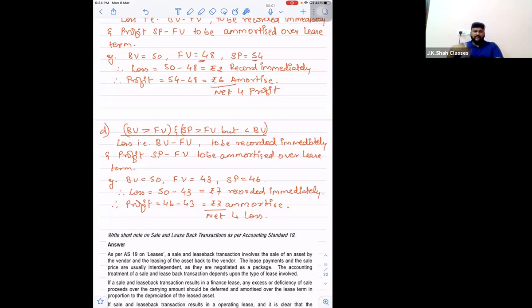But this net loss will be recorded in this way. First, book value is greater than fair value, which means there is an impairment loss. So 50 rupees book value minus 43 rupees fair value, 7 rupees impairment loss, recorded immediately. Then selling price is 46, fair value is only 43. So the difference between these two is how much? 3 rupees. That has to be amortized. So 7 of loss, 3 of profit, net 4 of loss.